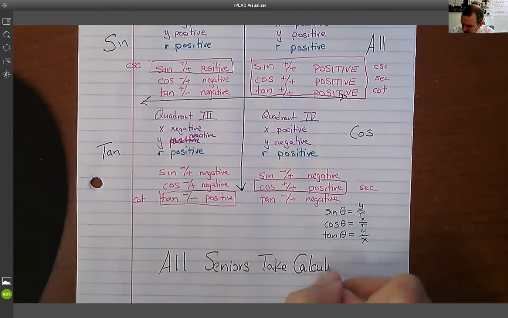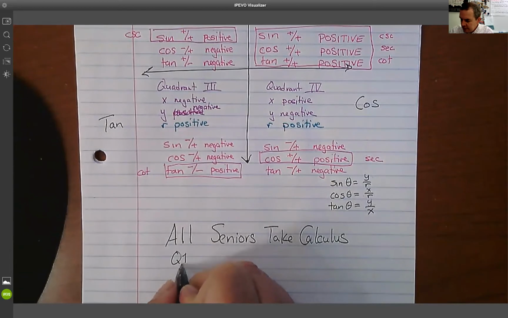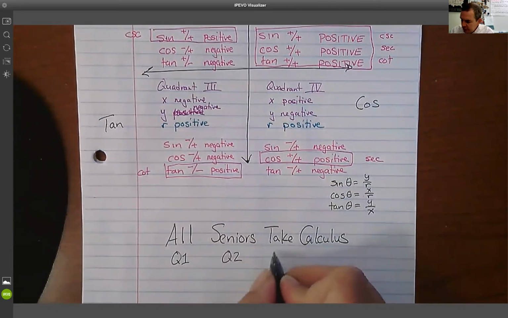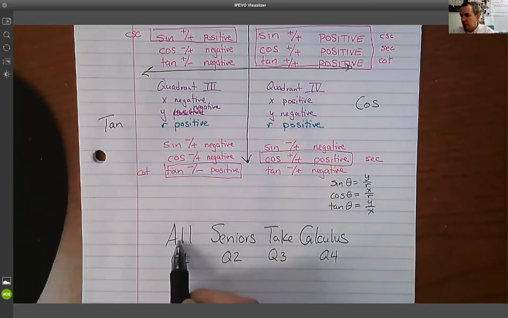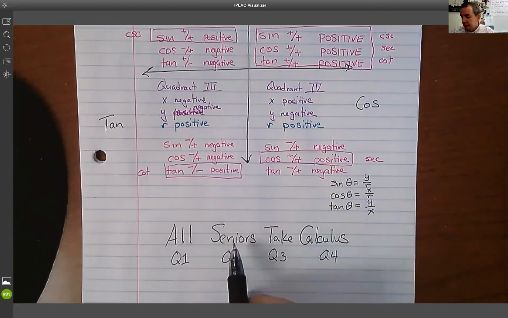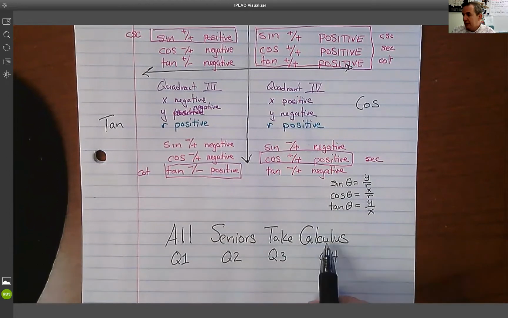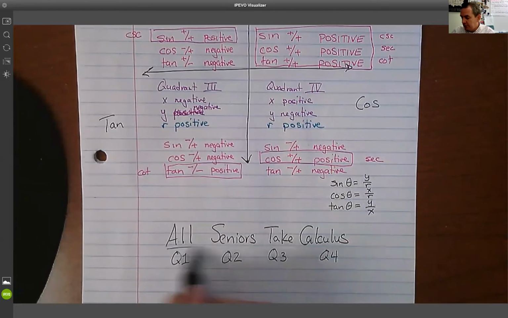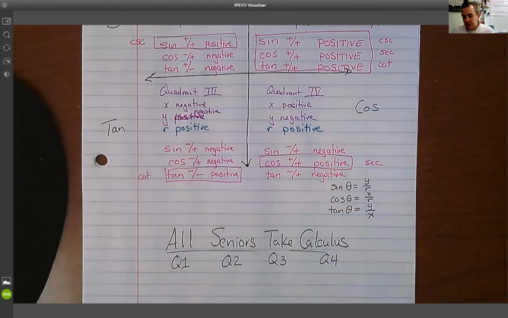calculus. Well, again, what this means is if we start off, this is quadrant 1, this is quadrant 2, this is quadrant 3, and this is quadrant 4. So in quadrant 1, everything is positive, sine, cosine, tangent. In quadrant 2, only the sine is positive. In quadrant 3, only the tangent is positive. And then in quadrant 4, only the cosine is positive. So if you remember the phrase, all seniors take calculus, that's how you're going to remember the signs of those.